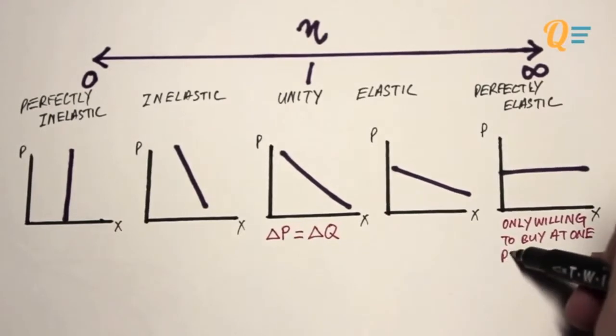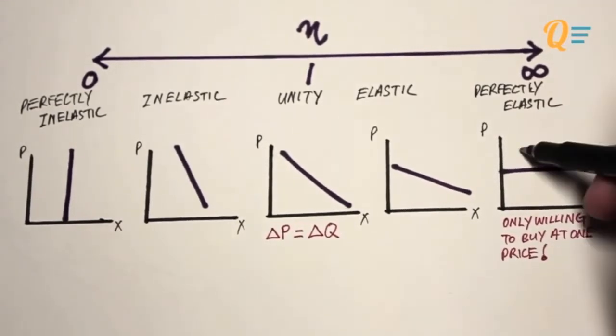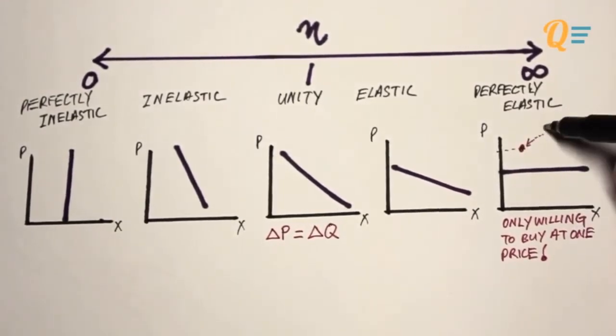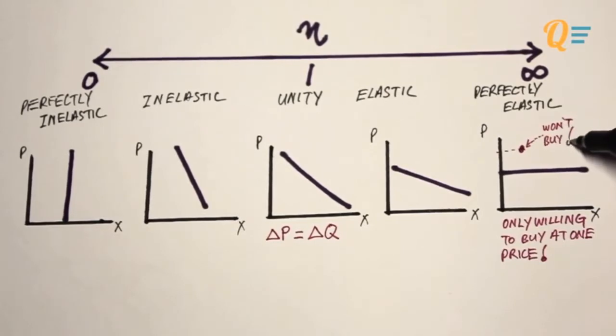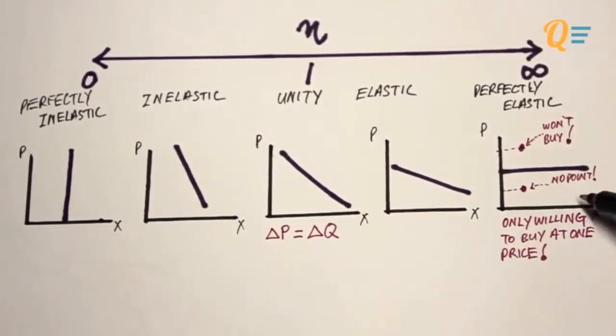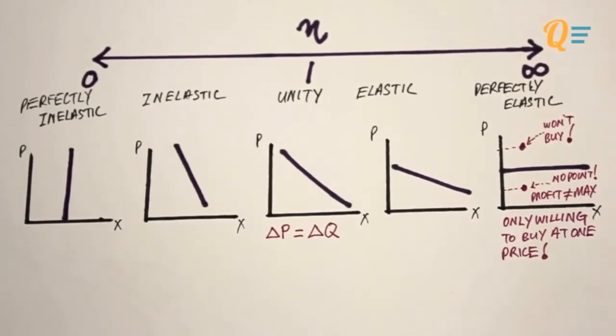Now, if mu is infinity, or demand is perfectly elastic, this means that consumers are only willing to buy good X at one particular price. If you wish to get to this point by charging a higher price, what happens is that the customers will not buy from you because they don't value it that much. If you were to price it here, well, there's no point in doing that because you could have actually charged a higher price and maximized your profits. So there should be no reason why you should lower your price.